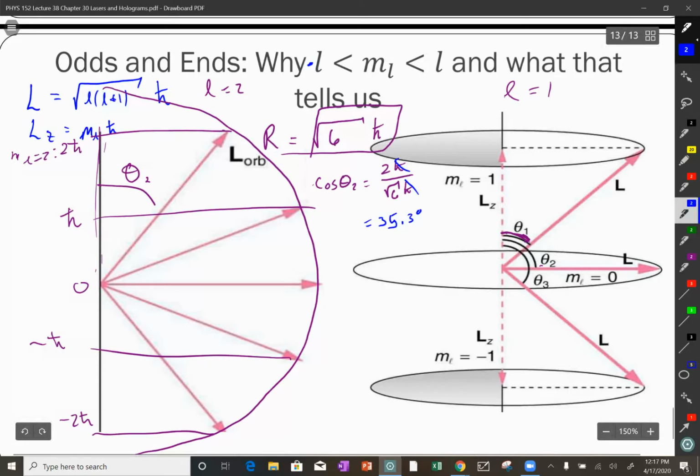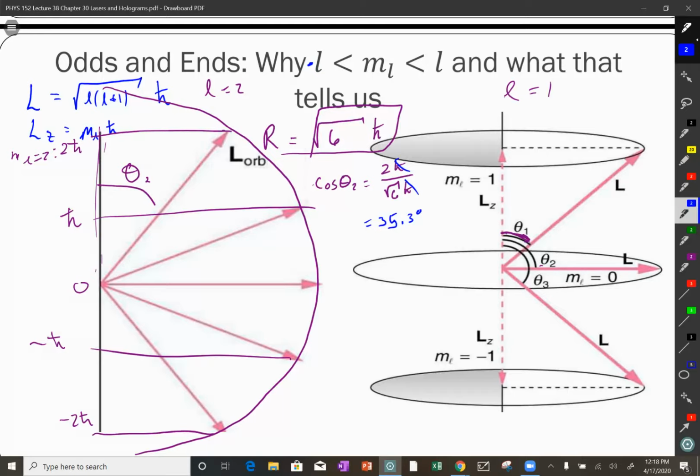Now, what if I tried to use m sub l equals 3 here? If I tried to use 3, I would have cosine theta 2 is 3 over square root 6. But 3 over square root 6 would be the square root of 9 over 6, which is square root of 3 over 2. That's bigger than 1, so that wouldn't be possible. You couldn't have an angle if you had m sub l equals 3. So there is a practical limitation. That's why m sub l has to be between plus and minus l.